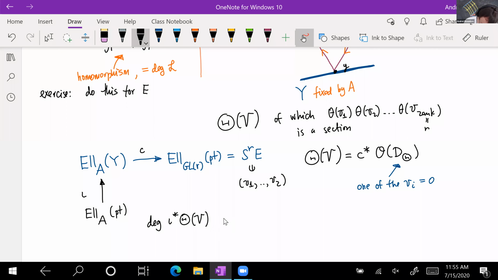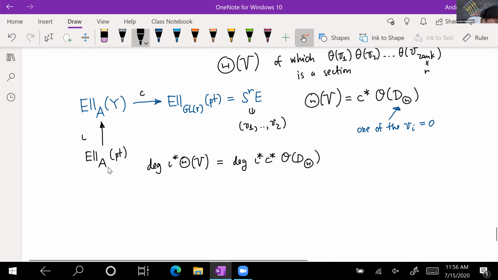So this is some line bundle on the abelian variety, and so this is the same as the degree of, well, I have to have two pullbacks. So pullback by iota, pullback of this here. And so now I have some coordinates.